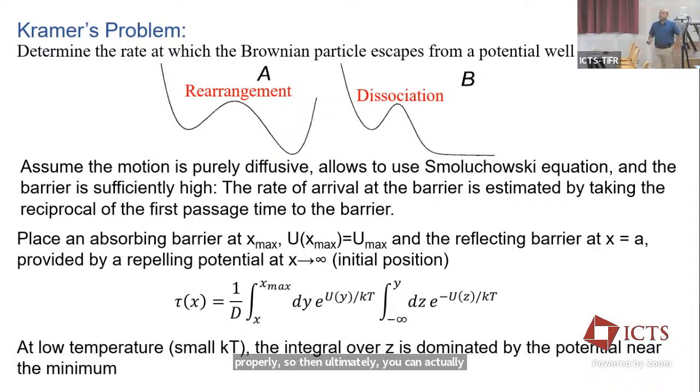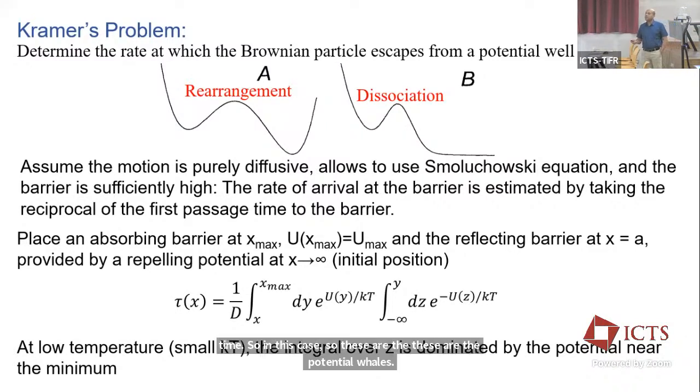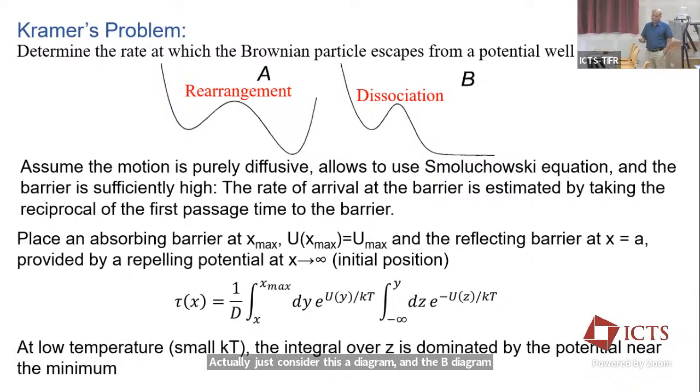In this case, these are the potential wells. Just consider this A diagram, and the B diagram is a little bit easier. I have not done that calculation here, but this diagram is easy to comprehend. We are considering this in terms of the Smoluchowski equation, and we need to calculate it. This equation we have already developed, and we need to place that absorbing boundary condition properly. If we do, then we can calculate this tau x in that way.